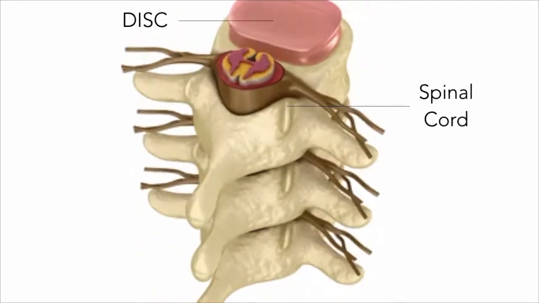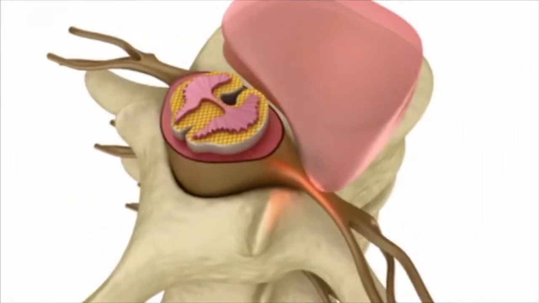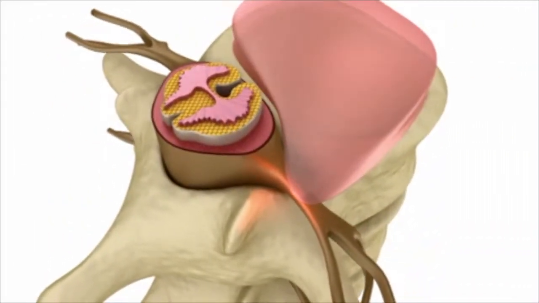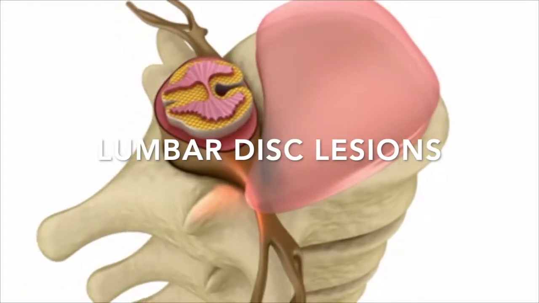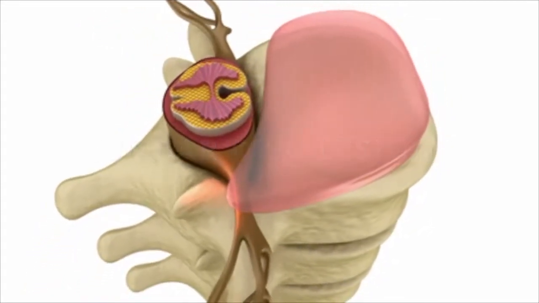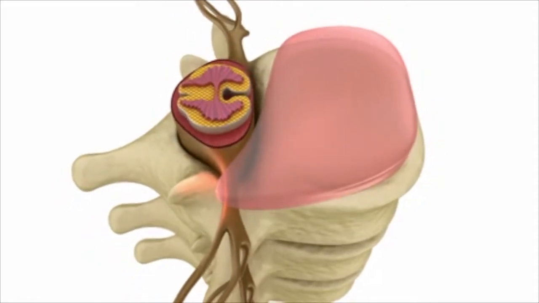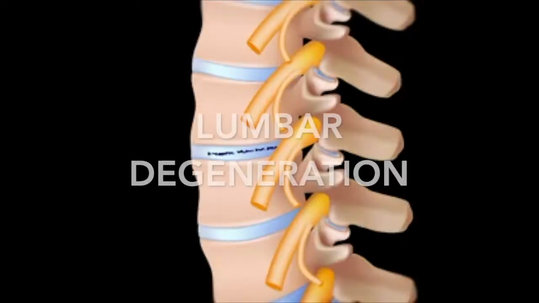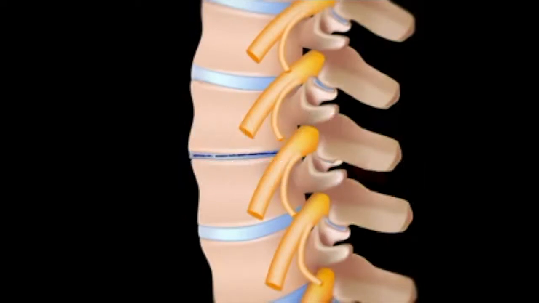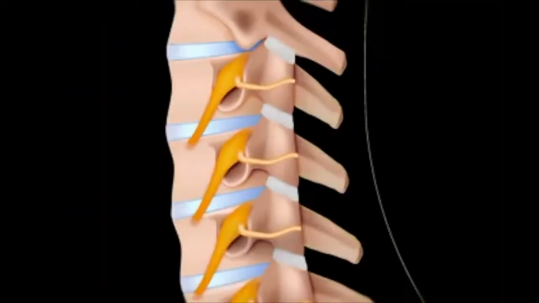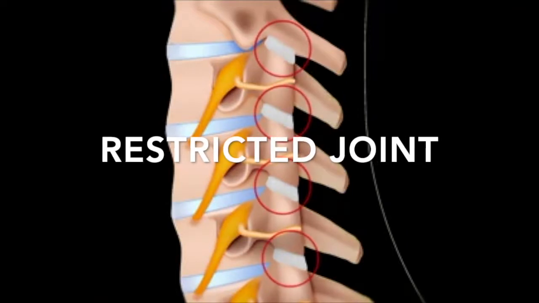The spinal cord lives behind the vertebra, and nerve roots emerge from openings on each side. There are many causes of lower back pain. 2 of the most well-known culprits are lumbar disc lesions, where disc material bulges backwards, potentially irritating sensitive spinal nerves, or lumbar degeneration, where the disc is deteriorated and thinned over time, thereby encroaching upon the opening where the nerves exit. But one of the most overlooked causes of back pain comes from a slightly restricted joint.